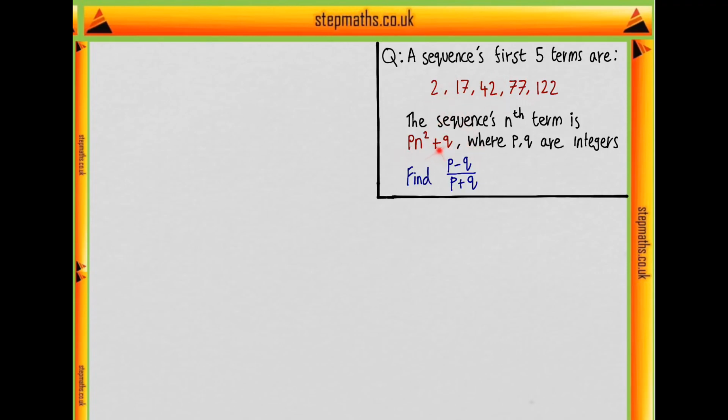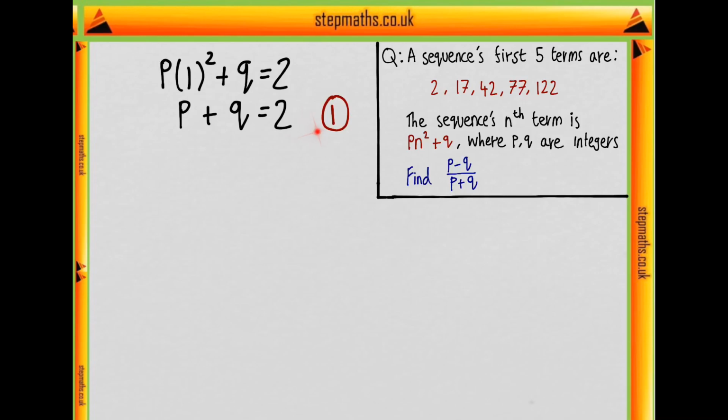So let's shove in n equals 1 and see what happens. So if we do that, we get p lots of 1 squared plus q is equal to 2. So we can write that a little bit better. We can just get rid of this 1 squared. So p plus q is equal to 2. And let's call that equation 1. Because as you may have guessed, we're going to get simultaneous equations here.